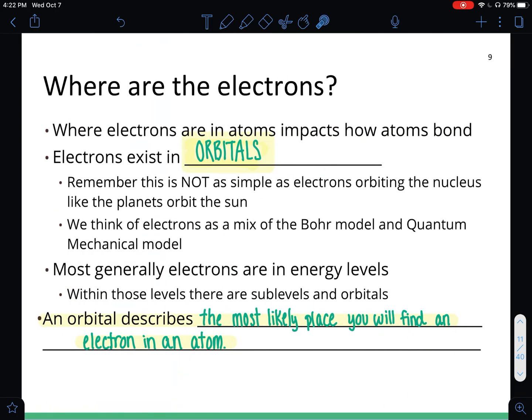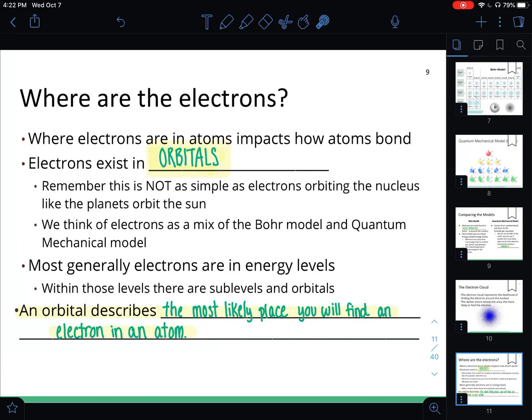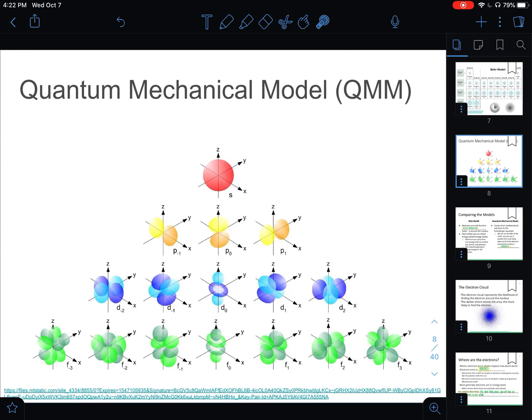Okay, so where are these electrons? Electrons exist in orbitals, and this is per the quantum mechanical model. The orbital describes, again, the most likely location that we'll find the electron within the atom. So these are all examples of orbitals, all those bright colored shapes. These are potential locations that we could find an electron within an atom.